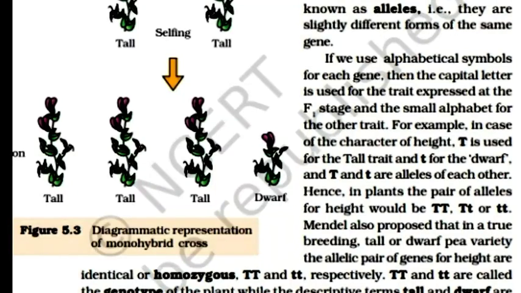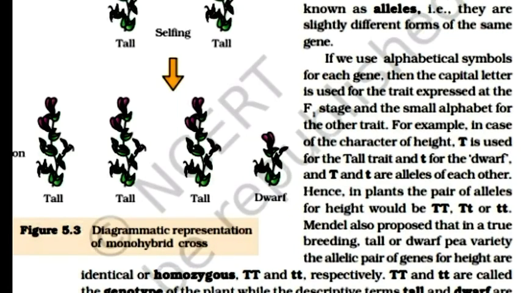For example, in the case of the character of height, capital T is used for the tall trait and small t is used for dwarf, and capital T and small t are alleles of each other. Hence, in plants, the pair of alleles for height would be capital T capital T, capital T small t, or small t small t.